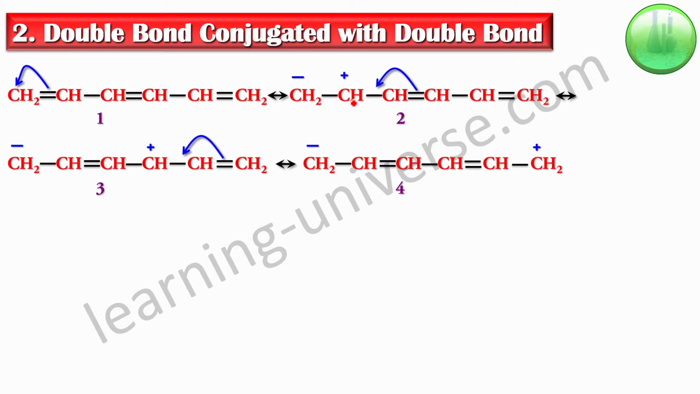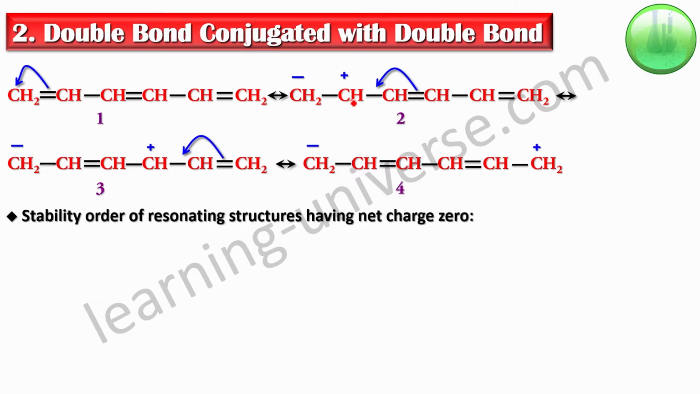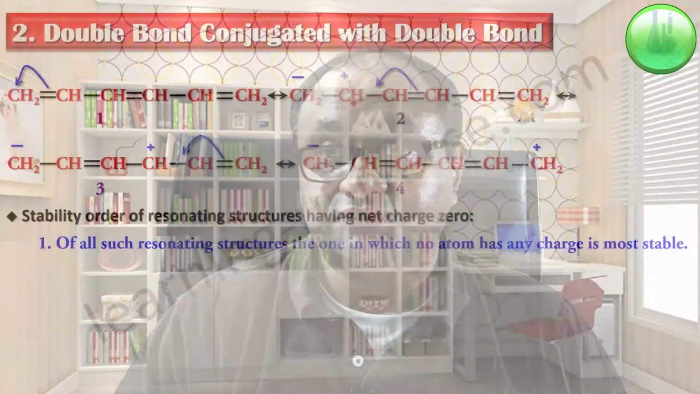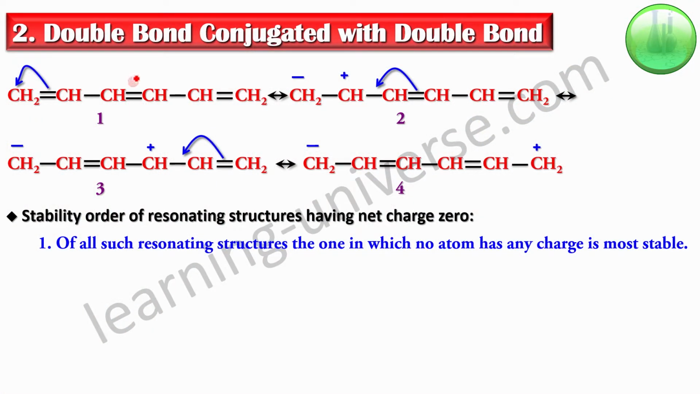And now we have got to look at the stability. Remember, the net charge is 0 in each of these structures. So the stability order of resonating structures having net charge 0 is calculated like this. Of all such resonating structures, the one in which no atom has any charge is most stable. So most stable is that in which no atom bears any charge. So obviously it is structure 1.